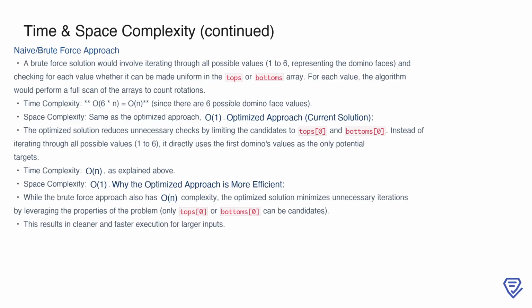In contrast, the optimized solution reduces unnecessary checks by focusing only on the values of tops[0] and bottoms[0] as potential targets. This avoids iterating through all 6 values and directly narrows down the possibilities. As a result, the optimized approach achieves the same O(n) time complexity but with cleaner and faster execution for larger inputs, making it more efficient overall.